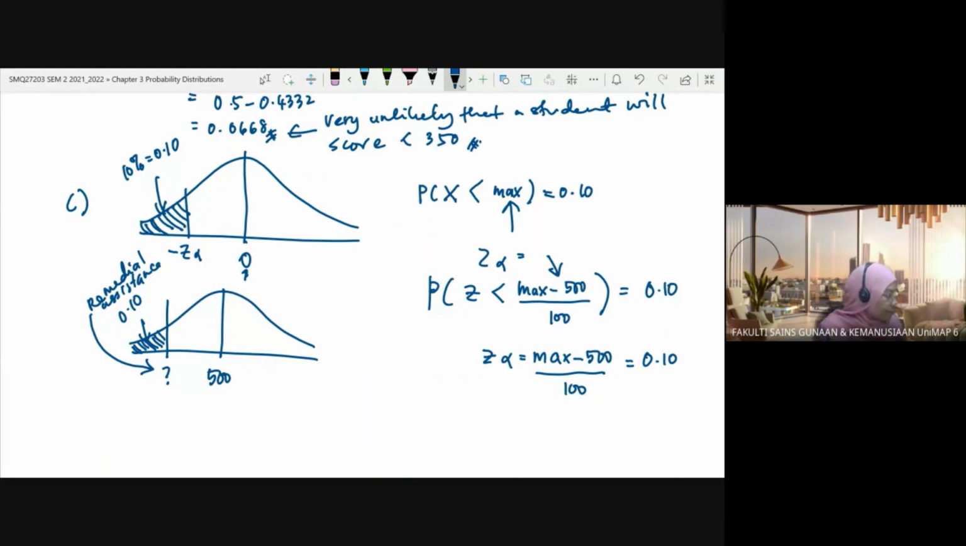Okay. So what does 0.10 tell you, class? We know that 0.10 is given by this particular region. What is the Z alpha negative value, class? What is the value here, class? Can someone please tell me?